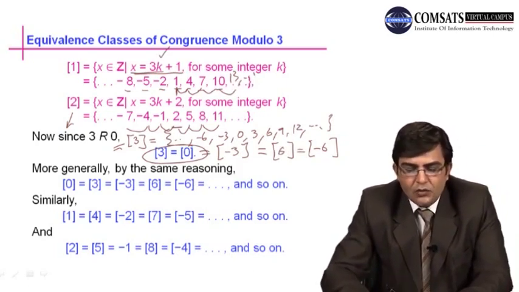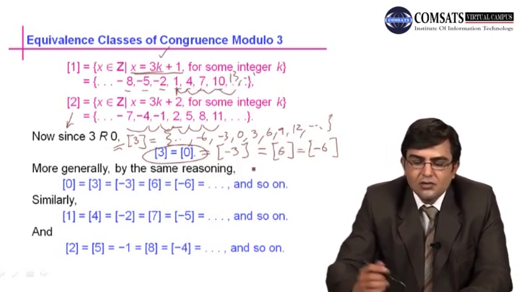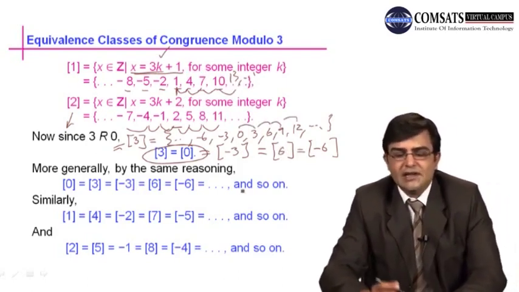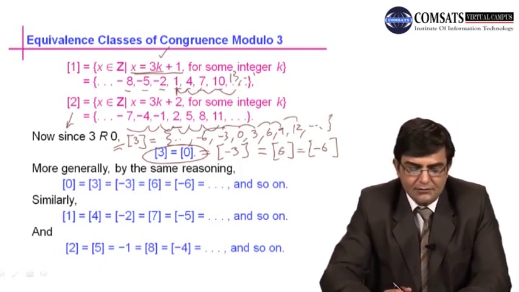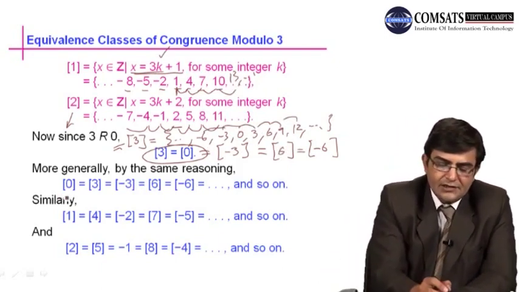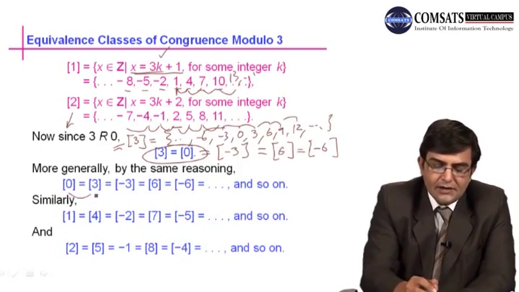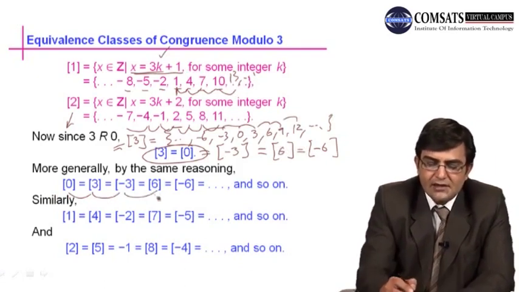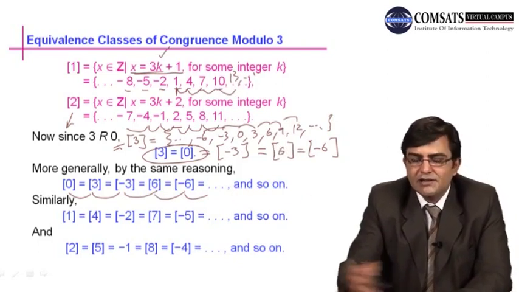Similarly, we can check for minus 3, for 6, 9, 12, and so on. All these elements are related to each other. If all these elements are related to each other, then their equivalence classes must be the same. So we conclude that the equivalence class of 0 is equal to the equivalence class of 3. Similarly, the equivalence class of 3 is equal to the equivalence class of minus 3, 6, minus 6, 9, minus 9, 12, minus 12, and so on.